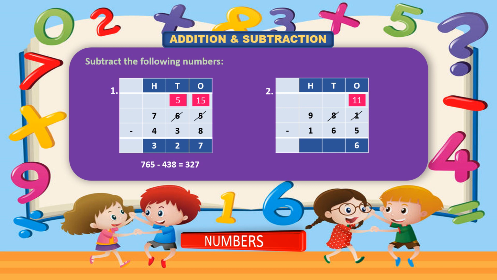Now subtract tens. Since we have removed 1 ten from 8 tens, now we have only 7 tens. So 7 tens minus 6 tens is equal to 1 ten. Next we subtract the hundreds. 9 hundreds minus 1 hundred is equal to 800. Now the answer is 816.